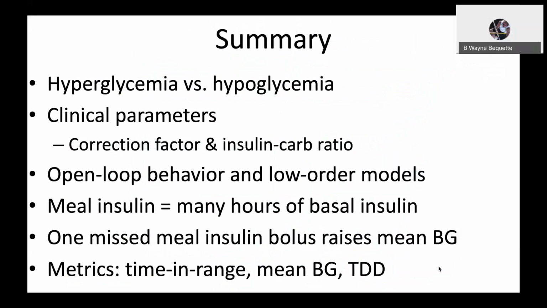So to summarize, we've discussed hyperglycemia, which can occur if you don't give enough insulin, and hypoglycemia if you give too much insulin. We discussed clinical parameters, the correction factor and insulin to carb ratio, looked at the open loop behavior and developed low order models. We found that a meal insulin bolus may be equivalent to many hours of the basal or steady state insulin needs, and that one missed meal insulin bolus raises the mean blood glucose level. And then we looked at several different metrics, including the time in range, mean blood glucose, and total daily insulin dose.